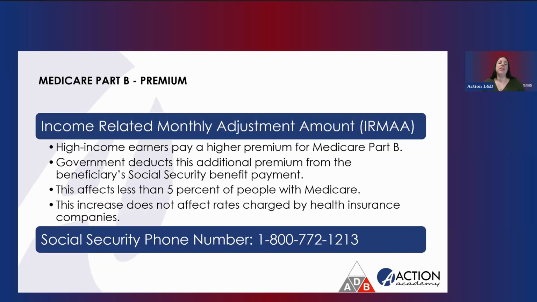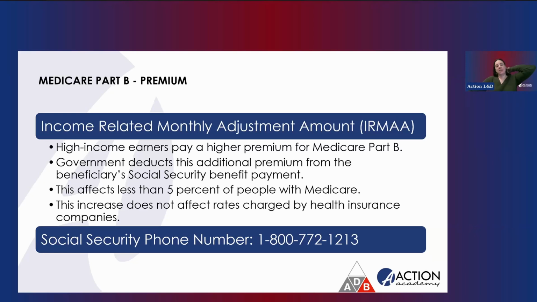So for Part B, with your premium, some of your clients might be subjected to something called IRMA. Before I was working in health insurance, I thought IRMA was just a hurricane. It is not. Metaphorically, it can be a hurricane for some of your clients. So if a member has a modified adjusted gross income reported on their IRS tax return from 2 years ago above a certain amount, the beneficiary will pay a standard premium amount, that $185 in 2025, and an income-related monthly adjustment amount as well that will be added onto that premium.